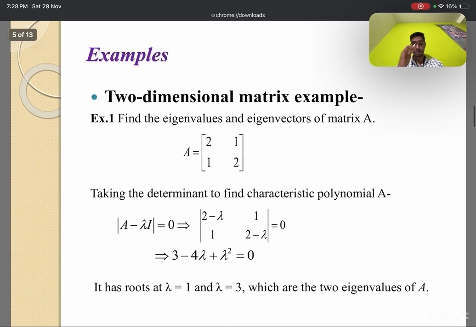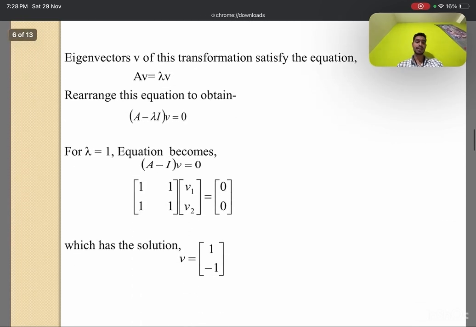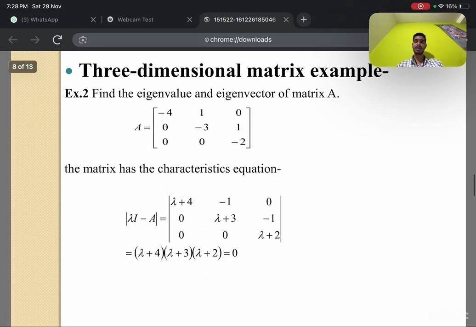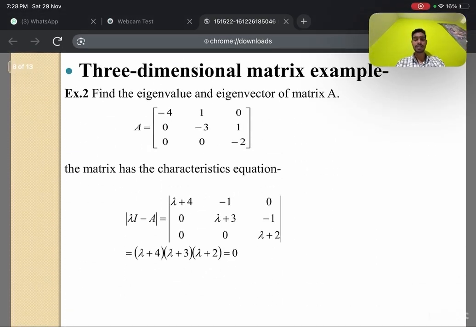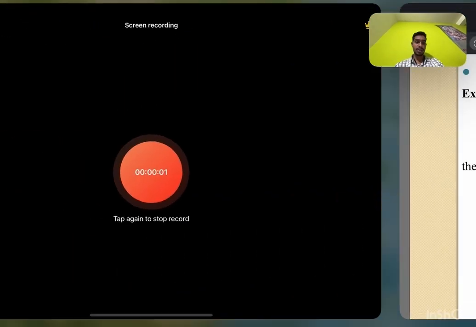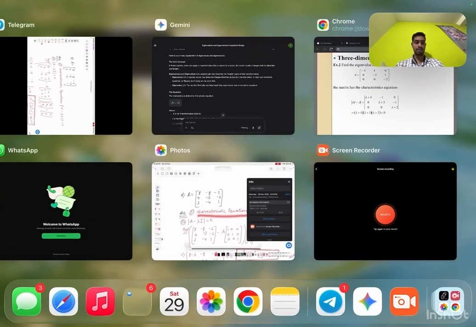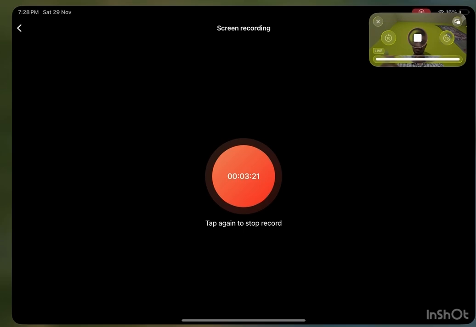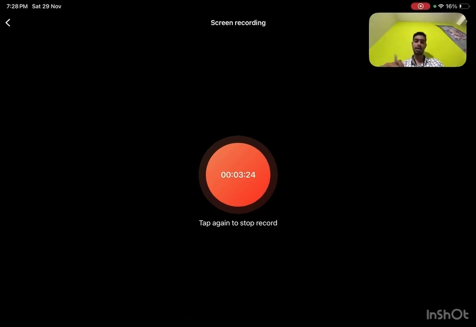We will discuss here the two-dimensional matrix and the three-dimensional matrix, and further in this video we will discuss how we can calculate the eigenvalues and the eigenvectors mathematically. So let's move to the next screen, where we can see how we can calculate all this mathematically.